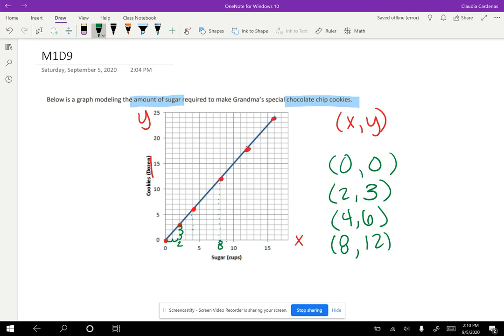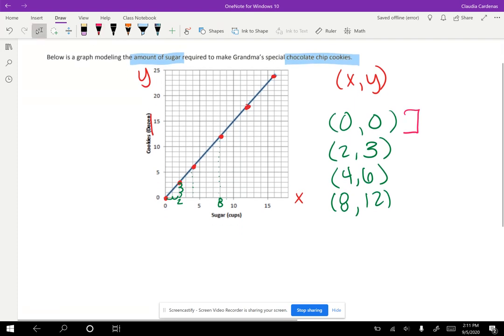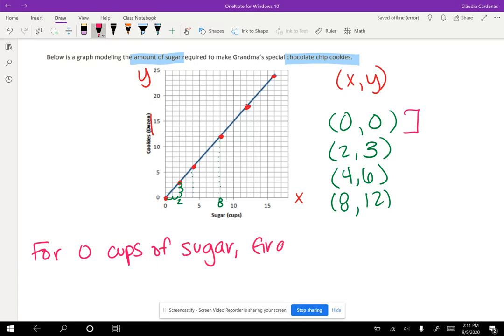So what do these ordered pairs actually represent? Well, let's start with the first one. In the situation, there's 0 for x and 0 for y. Well, what is the x label again? It's sugar in cups. So for 0 cups of sugar, let's make this grammatically correct, Grandma can make 0 dozen cookies, which makes sense, right? Well, she could make cookies, they just would be sugar-free. Since we don't like sugar-free cookies, if we have 0 cups of sugar, then there are 0 cookies made.